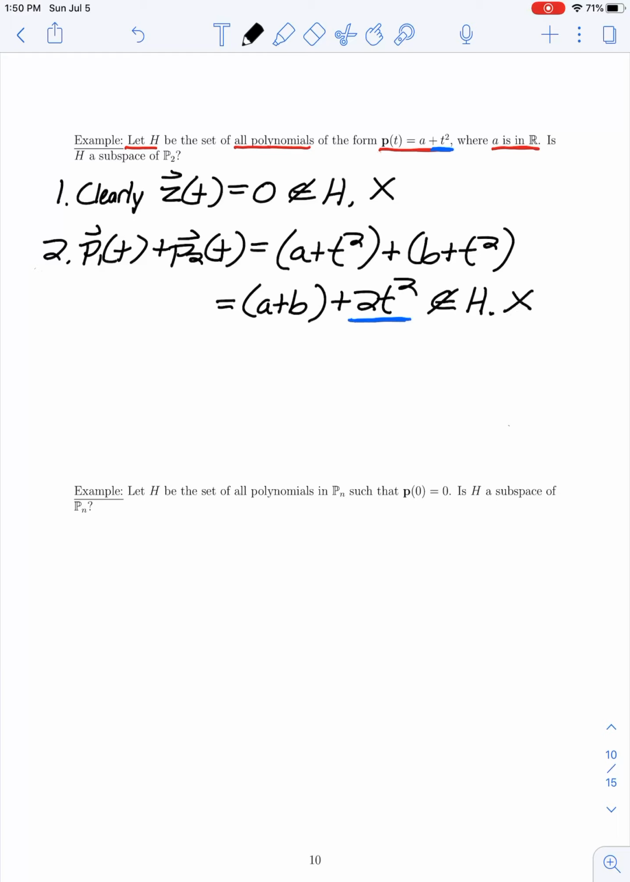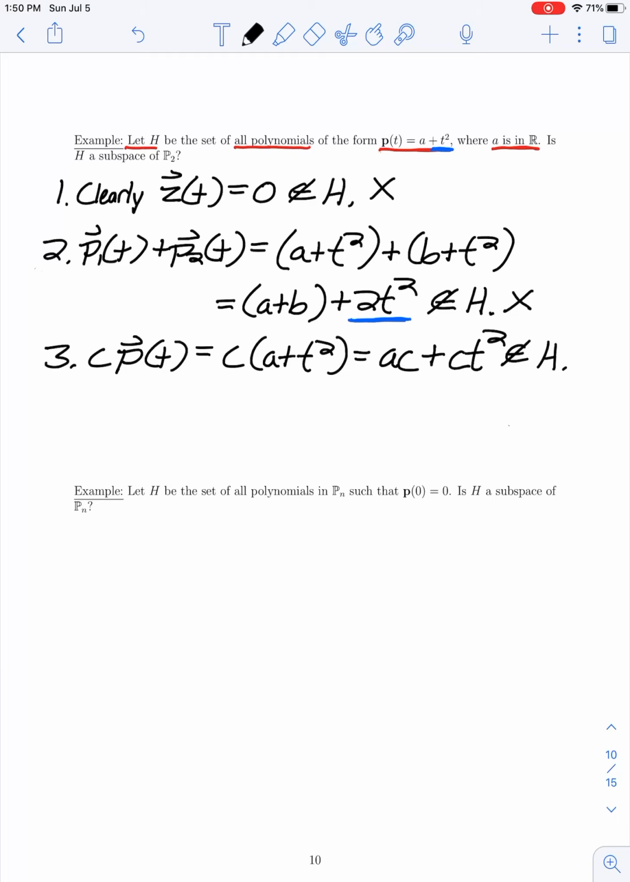So it fails the condition for closure under addition. And it also fails the condition for closure under scalar multiplication. If we were to take some scalar, let's call it c, times a polynomial p of t in that set, we would have something of the form c times a polynomial of the form a plus t squared, which would give us ac plus c times t squared, which is not contained in H for all scalars.